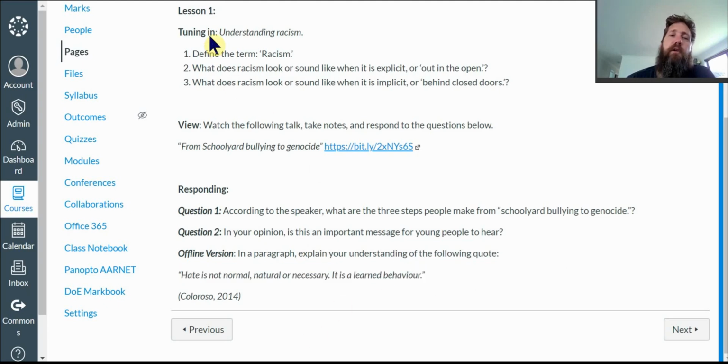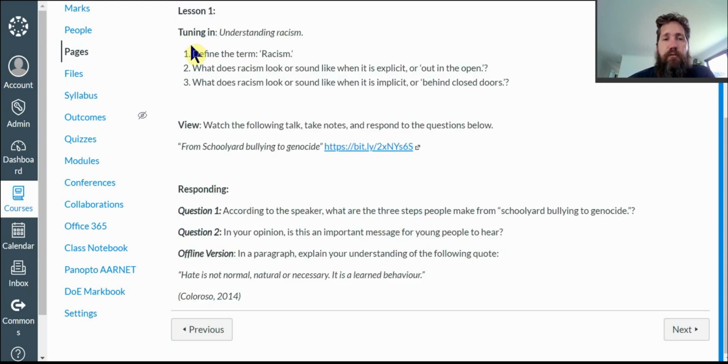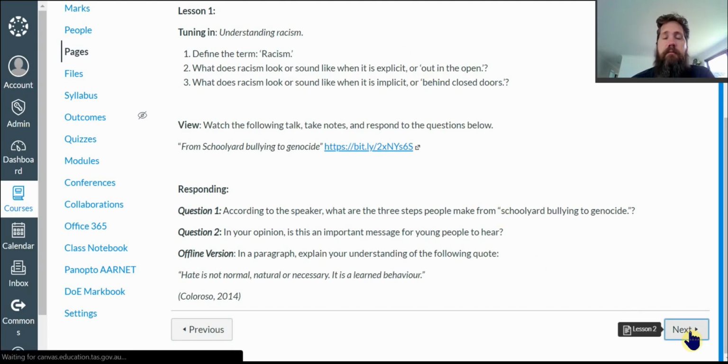Okay, so that's an example of how to go about the tuning in phase of this book study. And you'll respond and watch and write your answers, type your answers into your document. When finished, and when your timetable allows, head over to the next button, click that one.